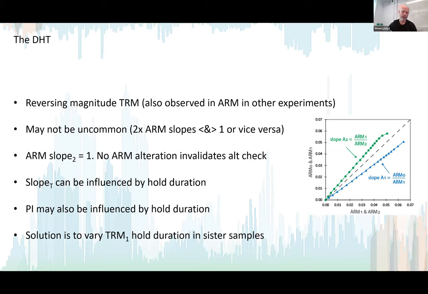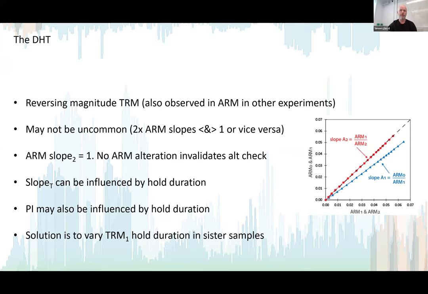And there's another potential weakness with this double heating technique, in that if you have this situation where your second ARM slope is a unit slope, that means that no ARM alteration has occurred in the second heating. And it may invalidate the alteration check, because you need alteration to verify that the alteration corrections have worked in the initial paleointensity part of the experiment.